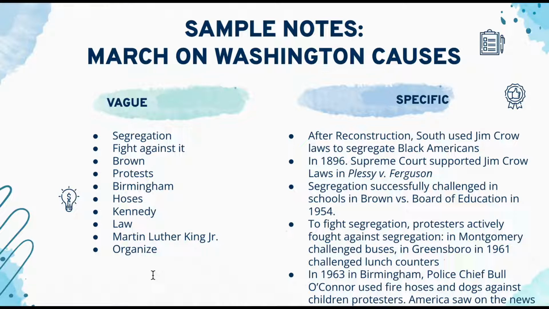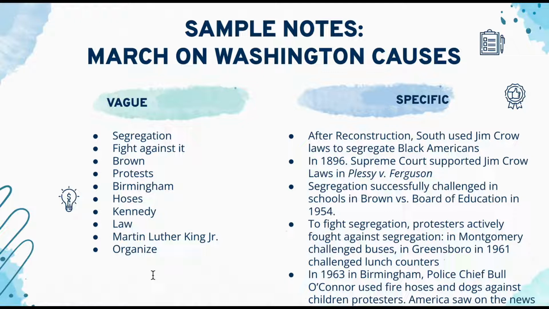After Reconstruction, the South used Jim Crow laws to segregate Black Americans. In 1896, the Supreme Court supported Jim Crow laws in Plessy versus Ferguson, and they became legal. Segregation was finally successfully challenged in 1954 in Brown versus the Board of Education. To fight segregation, protesters actively fought against it. In Montgomery, they challenged buses. In Greensboro in 1961, they challenged the lunch counters.